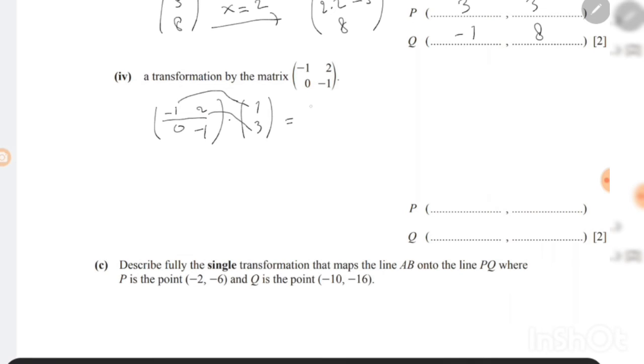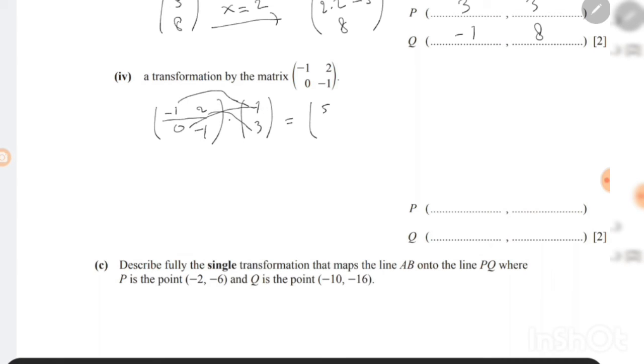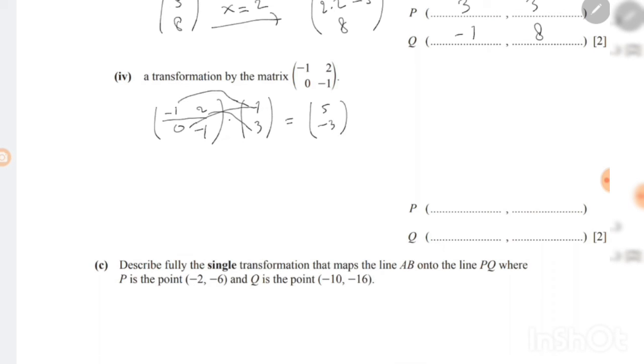So we have negative 1 plus 6 is 5, right? And then for the second row, 0 times 1 is 0, negative 1 times 3 is negative 3. And then our P coordinate is 5 and negative 3.